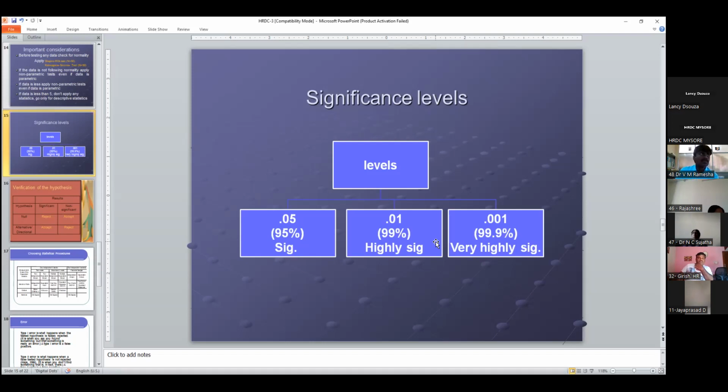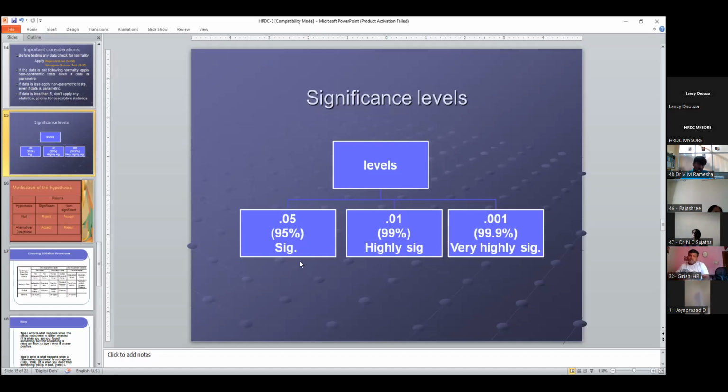Now, what is this 95% significance? Suppose you repeat the data collection 100 times, or you repeat the experiment 100 times, you are bound to get the same result 95 times. That is what we call significance. Then only we say pass in significance. Even if it is 94 out of 100, we say it is non-significant.